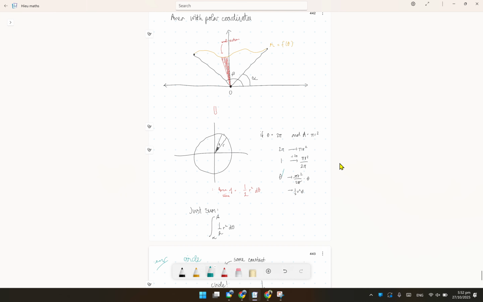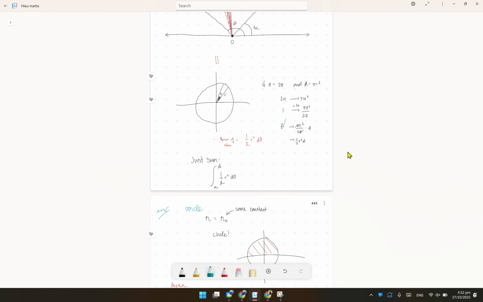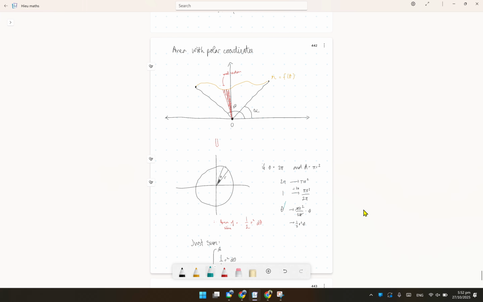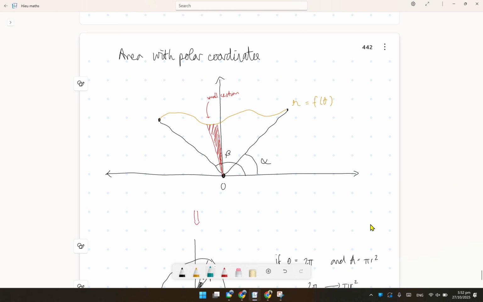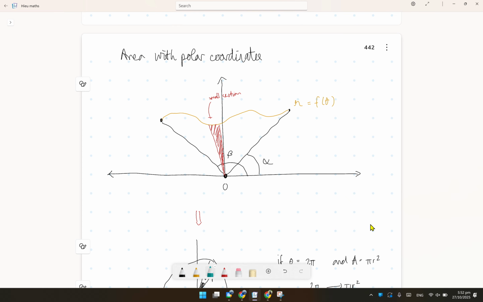I'm currently at Wilson's Commons, so you might hear a little bit of background noise, but here we go. Today we're going to be doing area with polar coordinates. So basically integration for area, but with polar coordinates.